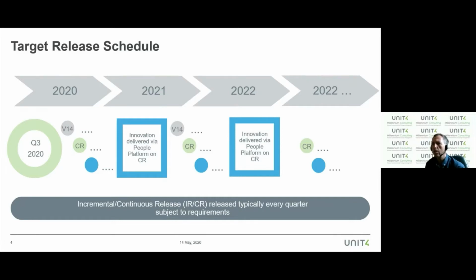Just a quick target release schedule that I want to highlight again. We will be looking to do quarterly releases of certainly our continuous release, our current release. We'll be doing our incremental maintenance release of version 14. The next release scheduled on Unit4 Financials is the 2020 Q3 release. And on version 14, the next incremental release is due out in June.